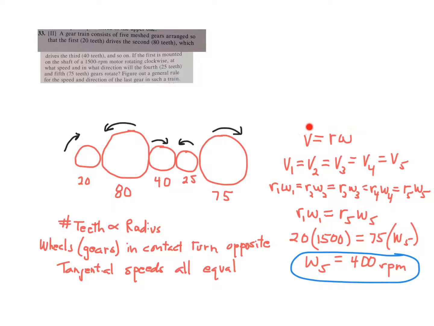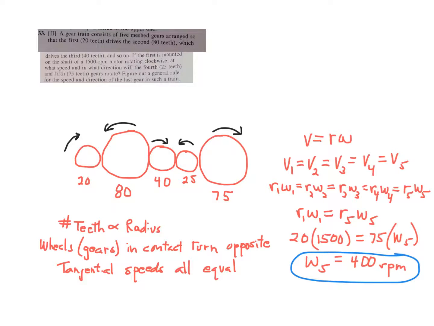If you look at the relationship between velocity, tangential velocity, V tangential is equal to R omega, the rotational speed. So V1 equals V2 equals V3 equals V4 equals V5 equals V6 equals V7, as long as all of them are touching each other. So that means that R sub 1 omega sub 1 equals R sub 2 omega sub 2, and so on. All we care about, though, is the first one and the last one, but we don't need to worry about all the ones in between.